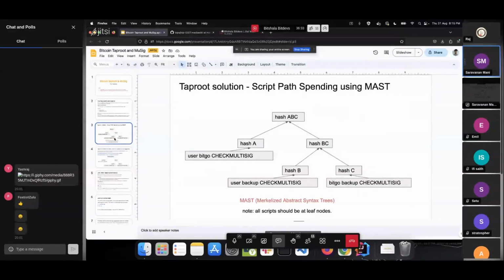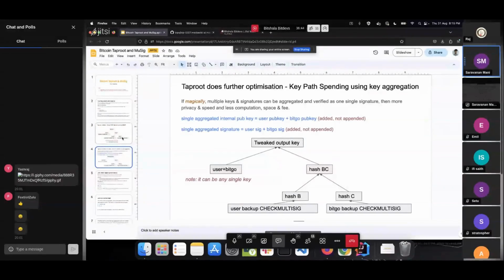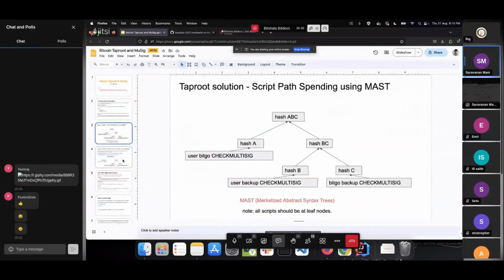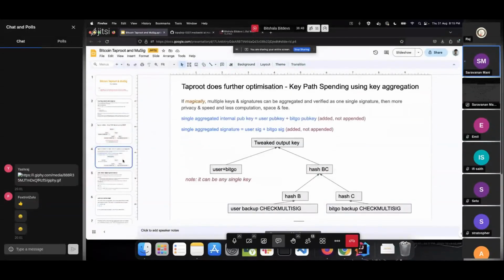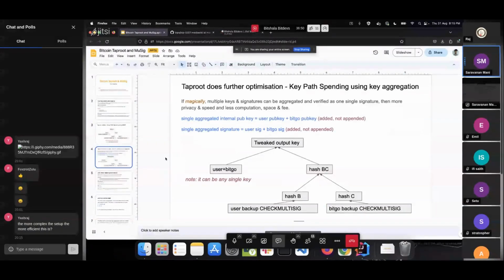So far we discussed the script path, how it helps us reduce the block space, and so fees, and increases the privacy. Now we are going to make further improvement on top of it. Taproot does this using the script path approach and the key path approach I initially mentioned. Now, what do I mean by this key path approach?